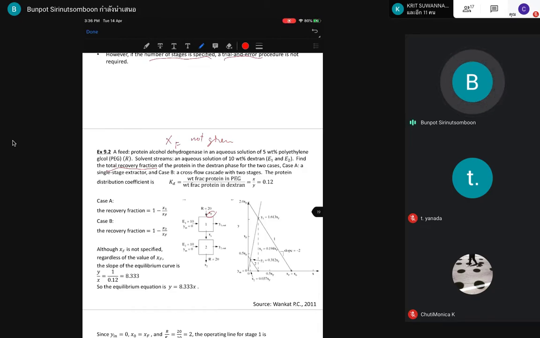So maybe for some of you this problem looks a little bit confusing: if XF is not given, then how can we solve the problem? But you don't need to know XF, because the problem just asks for the fraction. XF is not specified, but we don't need to know it anyway. And then KD is given, so you can find the equation for the equilibrium. This one right here is the equilibrium.